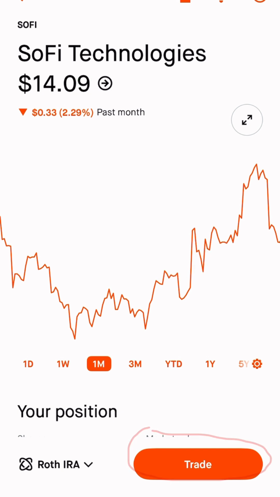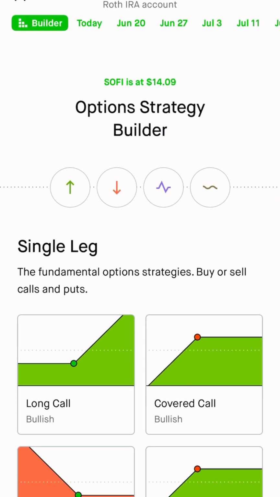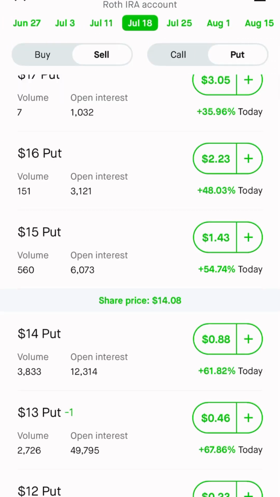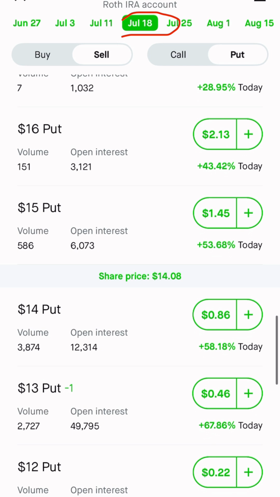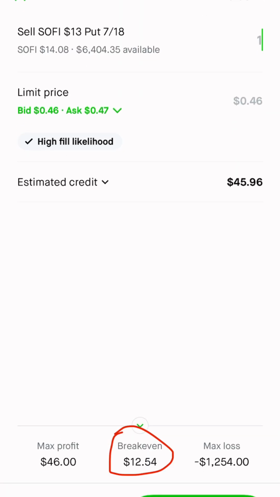So let's get into selling a put. I'm going to click trade. I'm going to click trade options. The date I'm going to select is July 18th, and I'm going to be selling a $13 put. So I'll make sure the date's selected and sell and put selected. Click $13. I'm going to click sell.